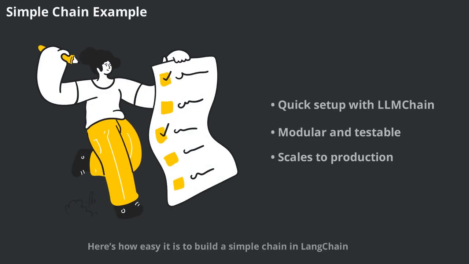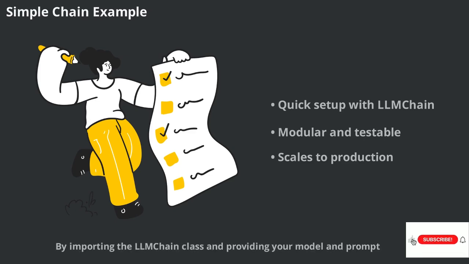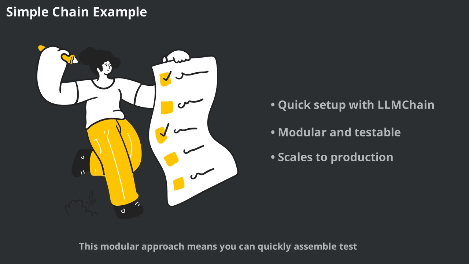Here's how easy it is to build a simple chain in LangChain. By importing the LLMChain class and providing your model and prompt, you can create a workflow that takes a question and returns an answer. This modular approach means you can quickly assemble, test, and iterate on your AI workflows. Chains are the backbone of LangChain, enabling you to scale from simple prototypes to production-ready systems with ease.